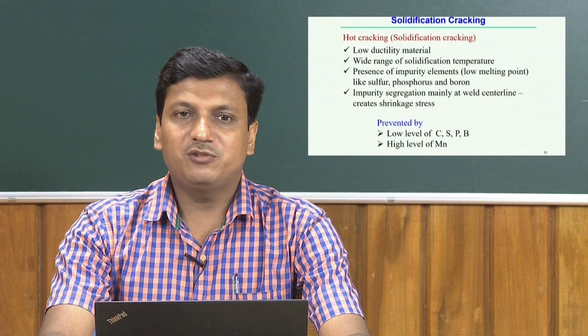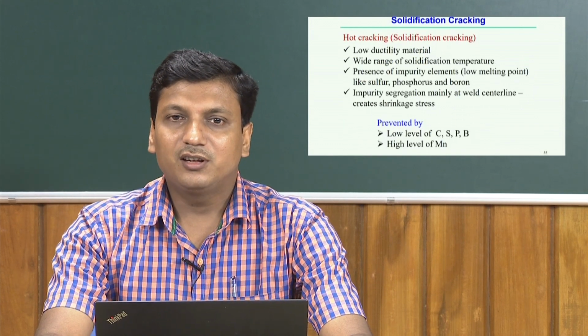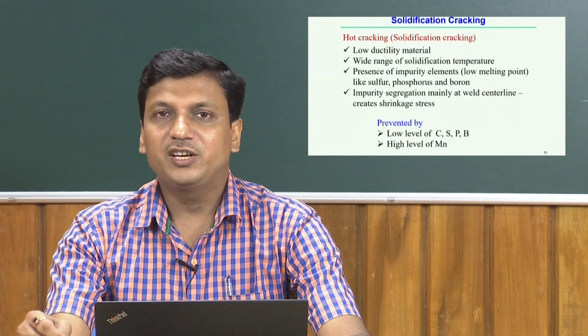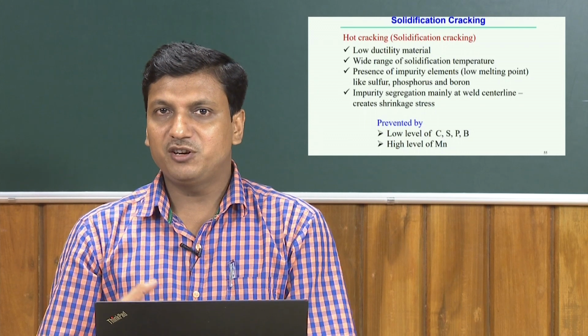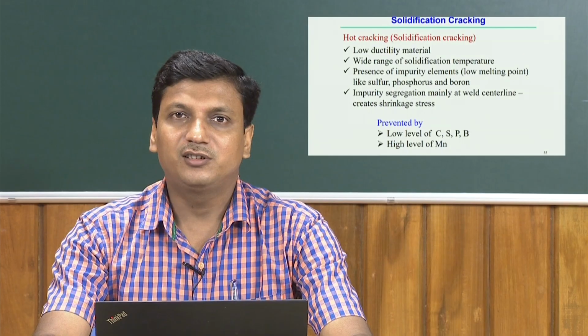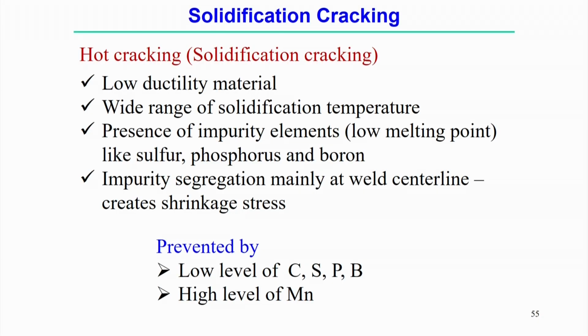Hot cracking or solidification cracking normally occurs in the presence of low ductility material. That means if the brittleness of the material is high, the development of solidification cracking is more obvious. Apart from that, if the material has a wide range of solidification temperature, that promotes solidification cracking.